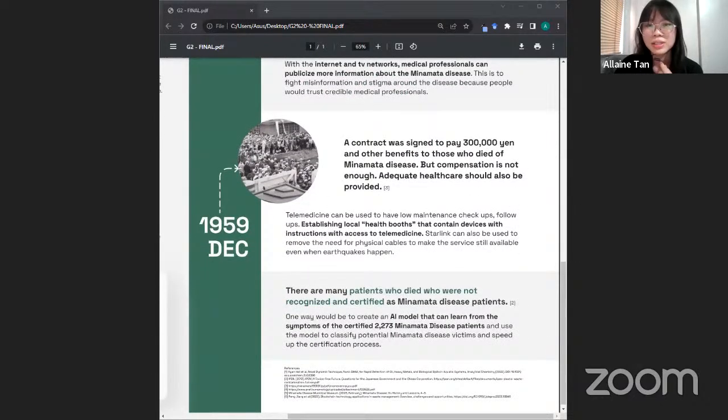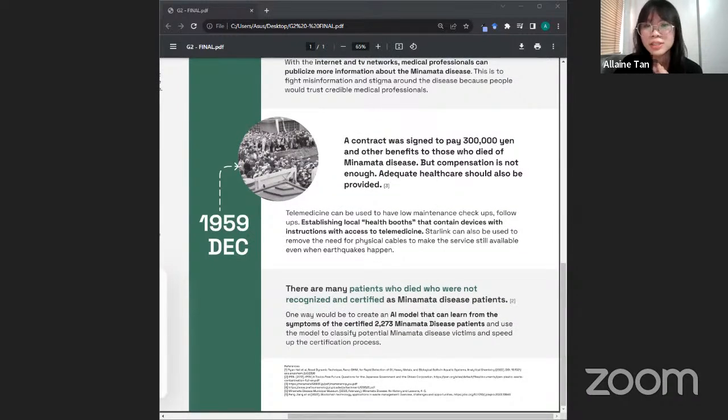The next one involves, so for the people who did disclose their symptoms, they were able to receive a diagnosis and they did get a compensation of 300,000 yen, but they still weren't able to receive proper and reliable healthcare. So it is more difficult to access healthcare in remote areas like Minamata. So in this stage, our group recommends telemedicine for low maintenance checkups and follow-ups for the patients.